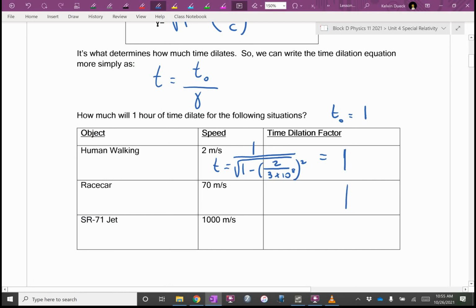Ooh. What about the SR-71 jet, the fastest jet we've ever designed? Now, the top speed of the SR-71 is classified, but we do have records of it going at least this fast, 1,000 meters per second, 1 kilometer per second. Let's see if they experience a significant amount of time dilation. So instead of a 2, what number am I going to put there? A 1,000.